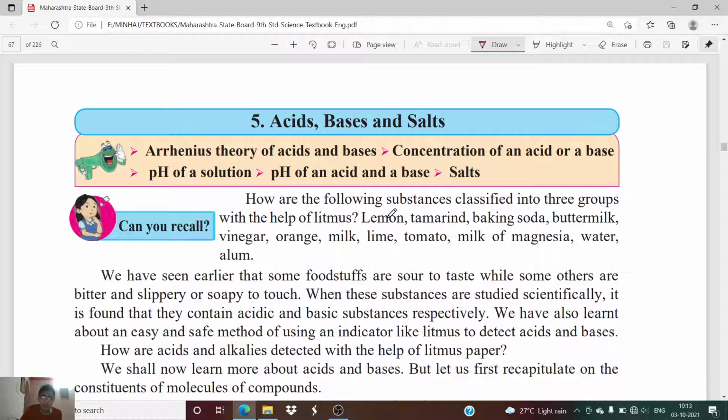Generally, pure water is neutral, which has a pH value equal to 7. So if the water is pure, then it is neutral. And alum is basic in nature.